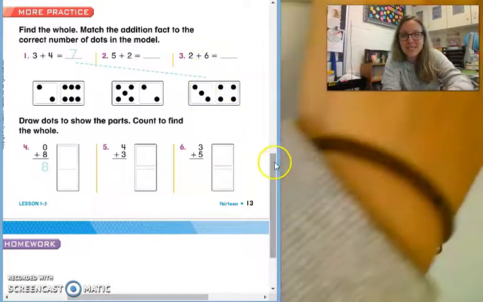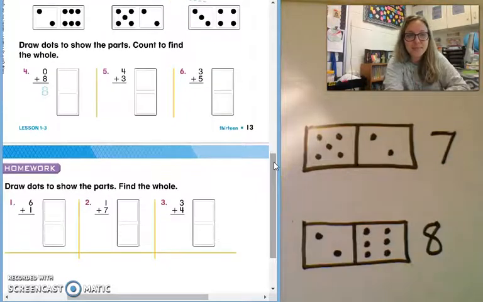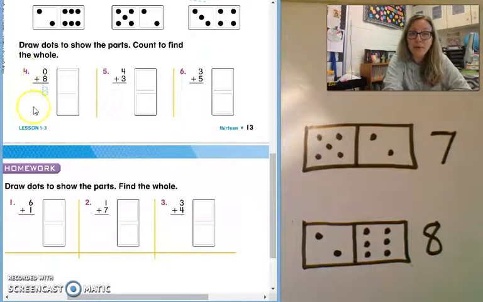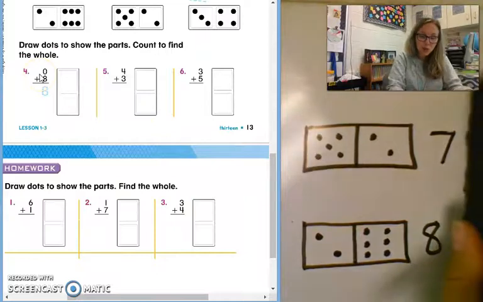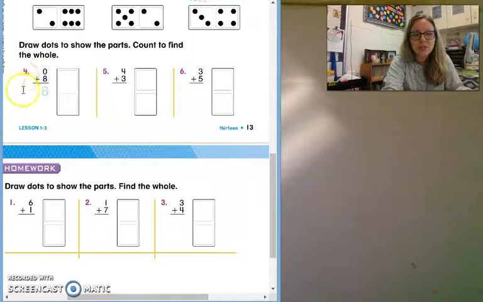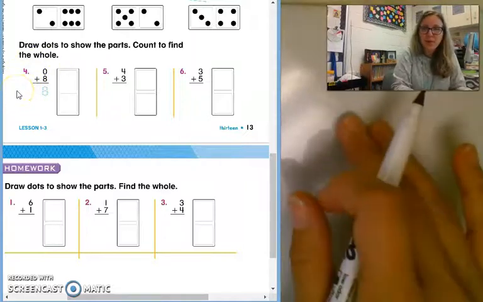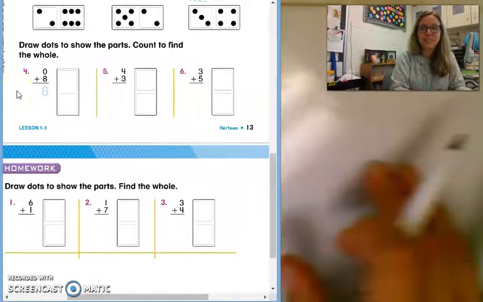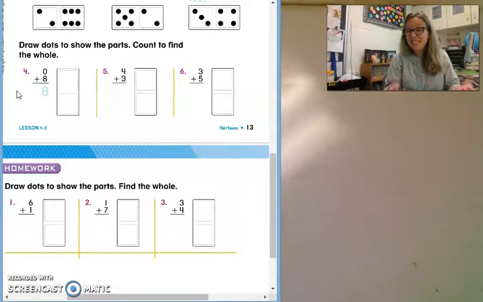All right, now let's go down here. Looking at number 4, it says you are now going to draw the dots yourself. So for this one, they've now written the problem up and down instead of side to side. It means the same thing.